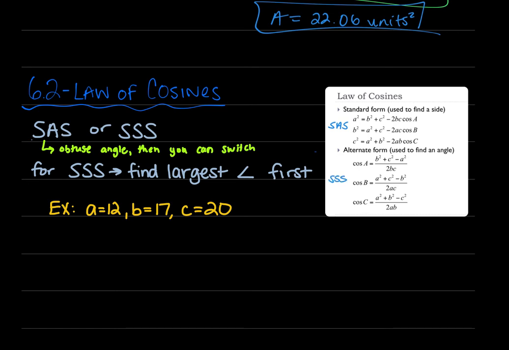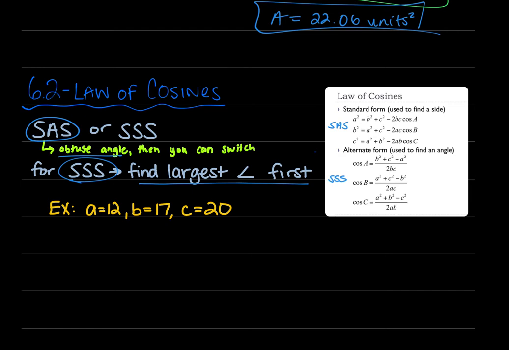When it's side angle side, if you're given an obtuse angle, then you can switch to law of sines. But remember I said it's safer just to stick to law of cosines. If you're given side, side, side, if you find the largest one first, then you can switch. But again, I would recommend just sticking to law of cosines. It's safer. You don't have to worry about the order. You don't have to worry about what's given.